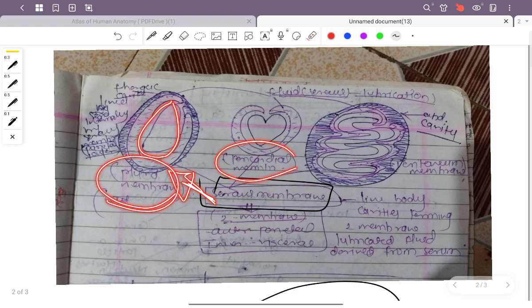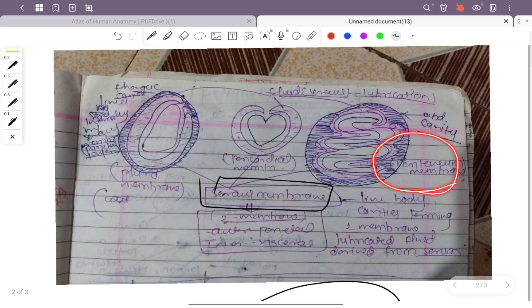When we are talking about the heart, that serous membrane will be called the pericardial membrane. And when we are talking about the abdominal cavity, that serous membrane will be known as the peritoneum. So that's all about the serous membrane and its relation with the body cavity.